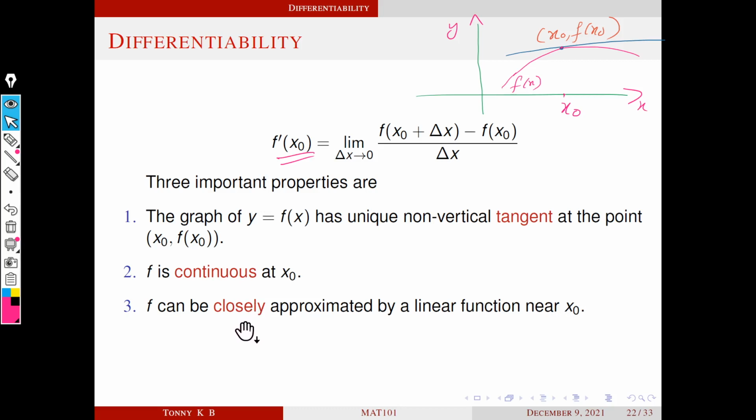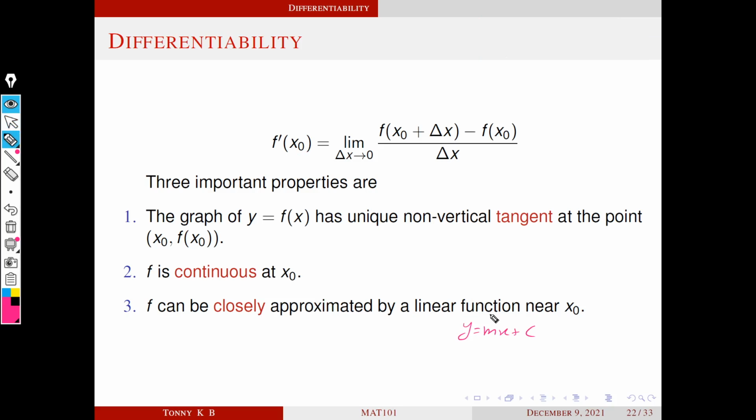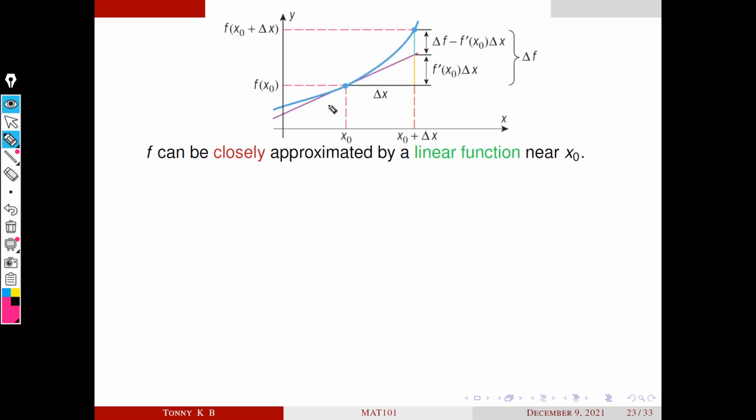Anyway, this closely means it's a relative term. Let us see how close it is. A linear function means a function of the form y is equal to mx plus c. Okay, consider a graph like this.